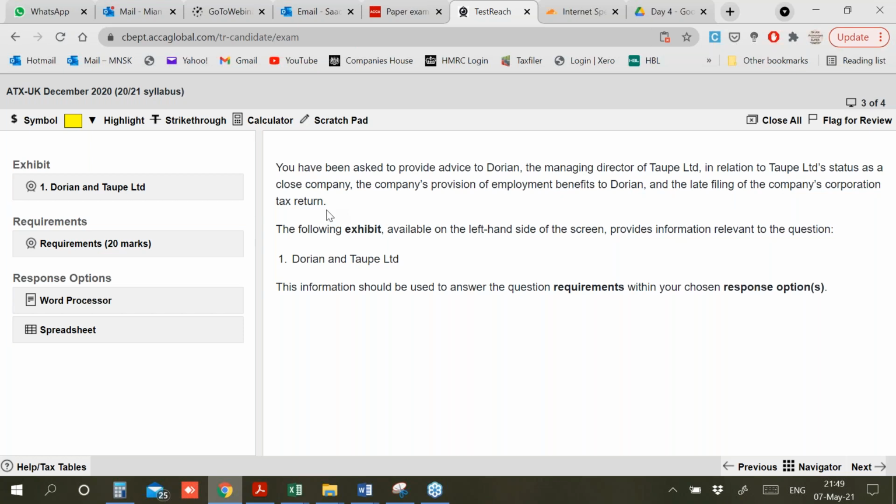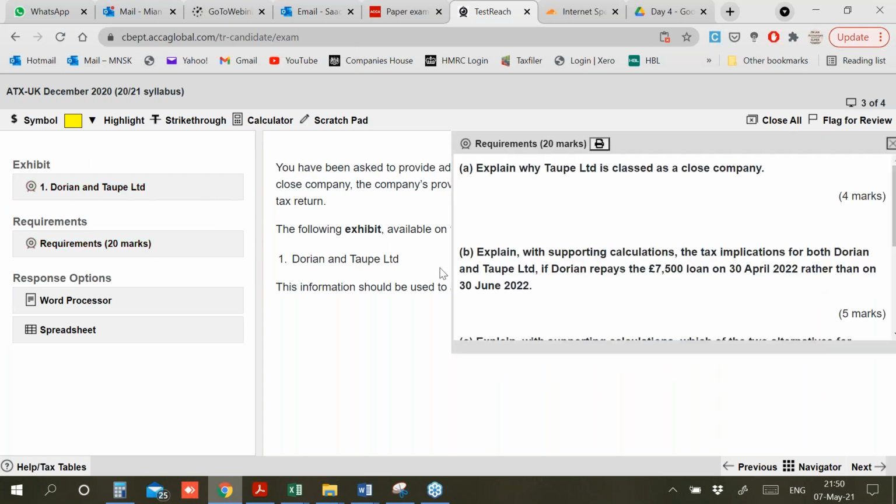Again, we have done a similar question in which there was a company's provision of employee benefits to a shareholder. Then there was a corporation tax late return penalty as well. So we'll see what information is given to us in this question. We'll start with the requirements.